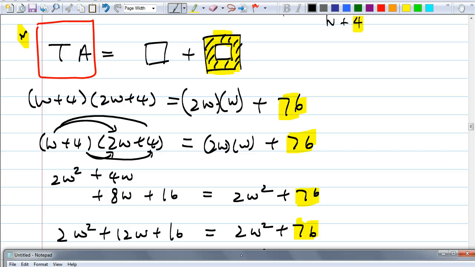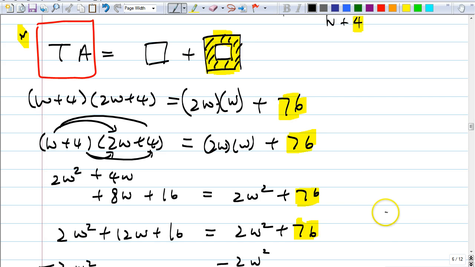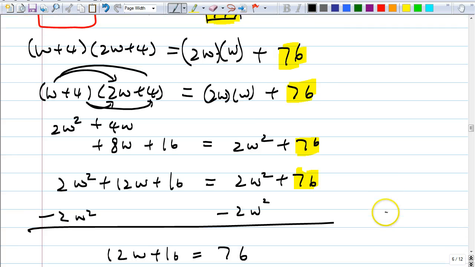Wait, we're not supposed to solve for W? We're not done yet. Oh. Okay. Then what do we do next, Michael? We minus 2W squared. Thank you. We're going to gather the like terms. Let's do the one with the highest exponents first. So I'm going to subtract 2W squared from both sides. And a good thing happens because they cancel out.